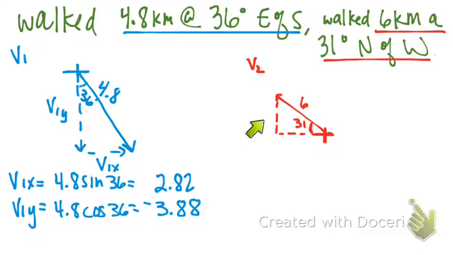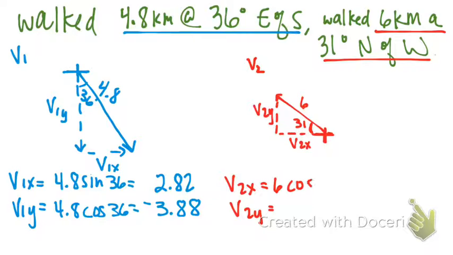So I would call this side what? What would I name that side? V2y, good. V2y and V2x. So now I go ahead and solve for those. V2x equals, in this case for x, what would I use this time? Cosine, because it's adjacent now. So 6 times cosine of 31, 6 times sine of 31.